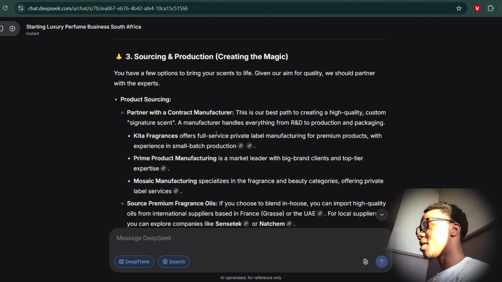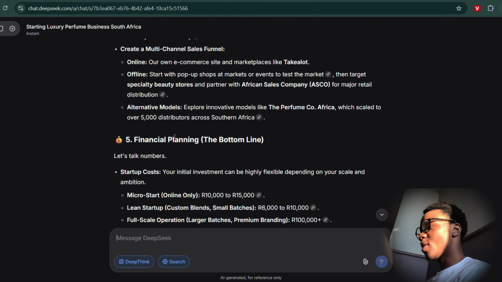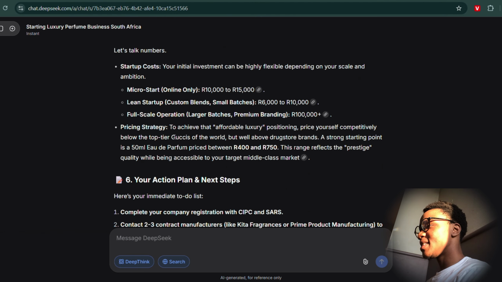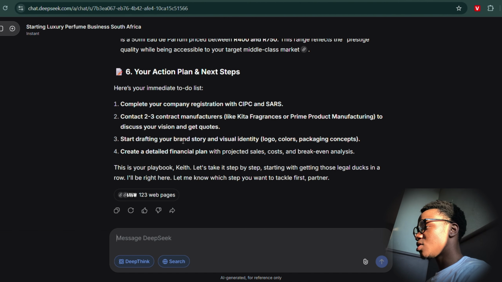Then branding and marketing. And then financial planning is the bottom line. Your action plan, next steps. Then it says here's your immediate to-do list. Complete your company registration with the CIPC and SARS. Contact two to three contract manufacturers like Kita Fragrances or Prime Product Manufacturing to discuss your vision and get quotes. Okay. Start drafting your brand story and visual identity, logos.